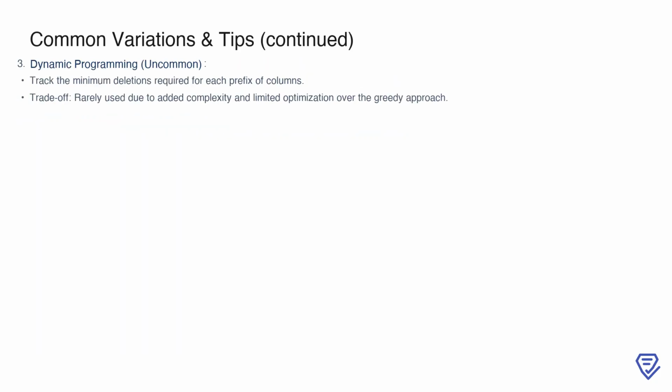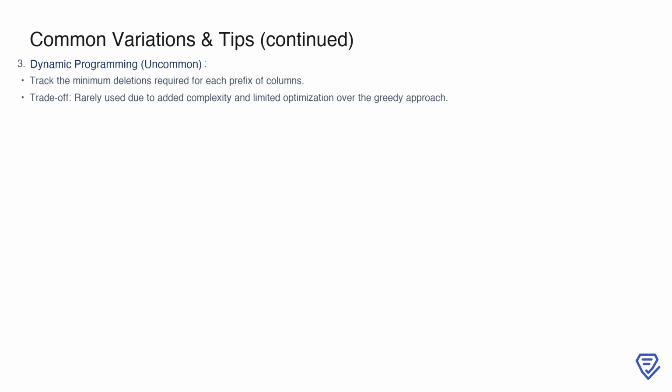A less common approach to solving this problem is using dynamic programming. This technique involves tracking the minimum deletions required for each prefix of columns. While it offers an alternative perspective, dynamic programming is generally not favored for this problem due to its added complexity and limited optimization compared to the greedy approach. The greedy method already achieves optimal performance for most cases, so dynamic programming is rarely necessary in practice.